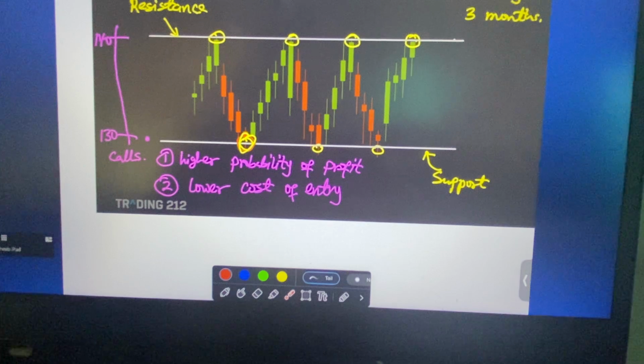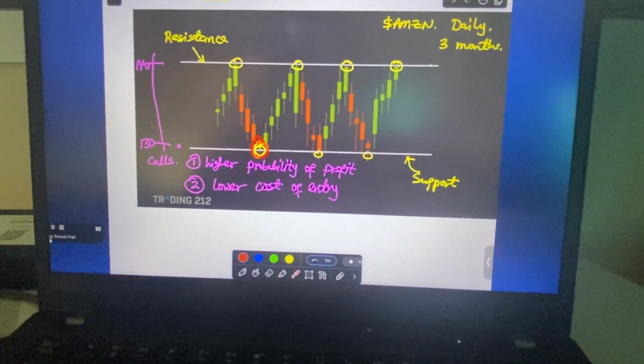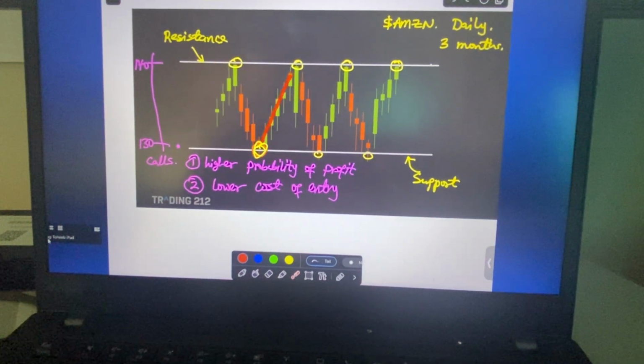So looking at that trend again, if I enter here at support, I would be comfortable selling at resistance, or near resistance at least, to maximize my profit in that trade. So entries at support is a takeaway from this, and exit at resistance for calls.